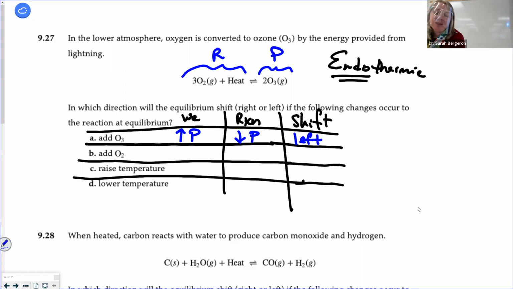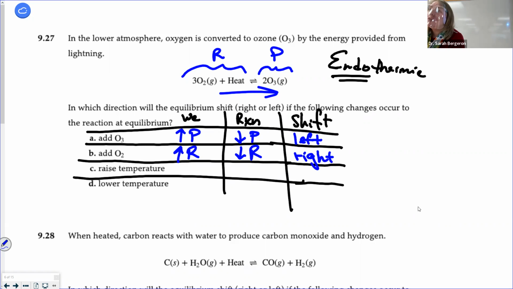Okay. B, we're going to add O2. O2 is a what? Reactant. Are we increasing it or decreasing it? If we increase reactant, the reaction will do the opposite, and it will decrease our reactant. So if we want to make less reactants, what are we going to do? We're going to make products. So we're going to go in this direction. So this is what kind of a shift? A right shift.